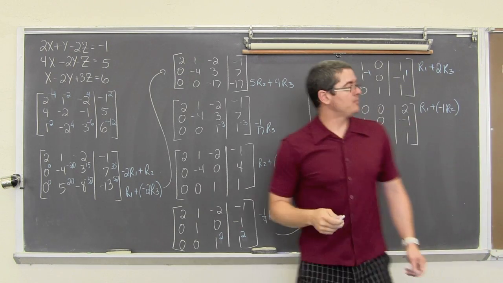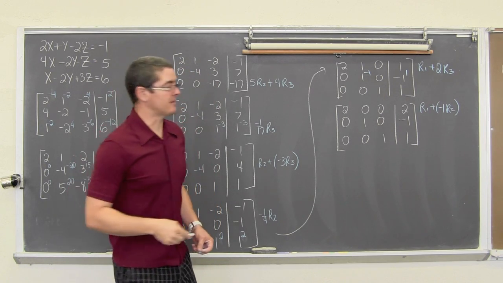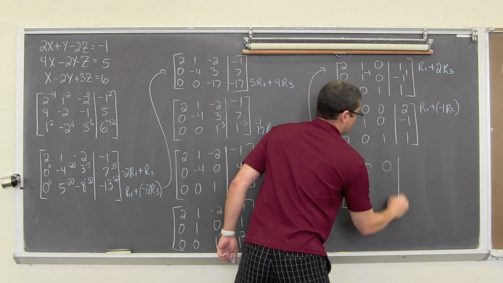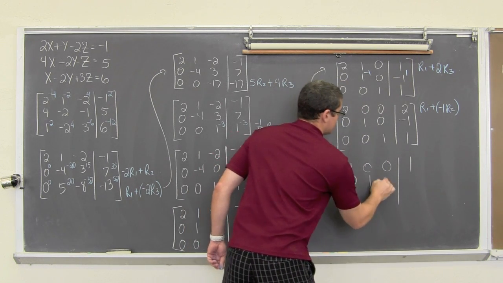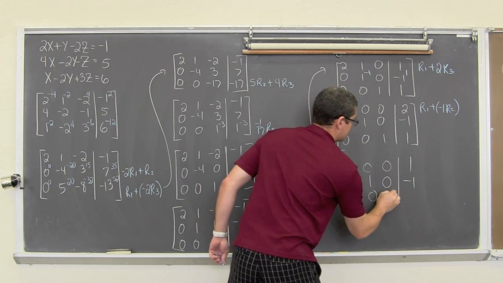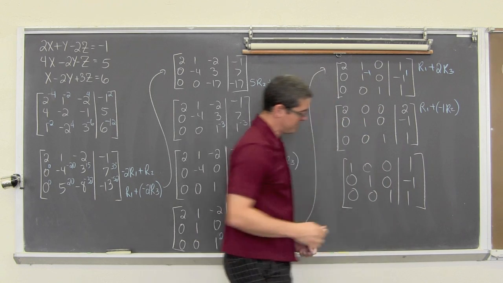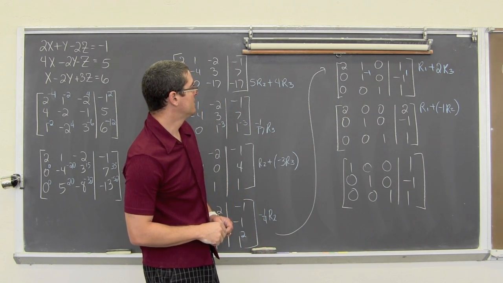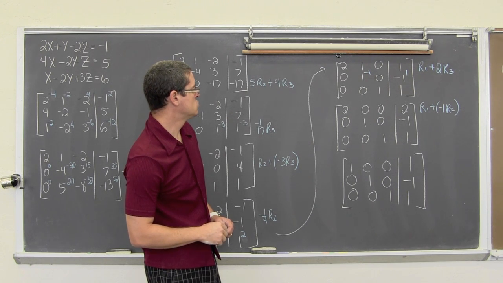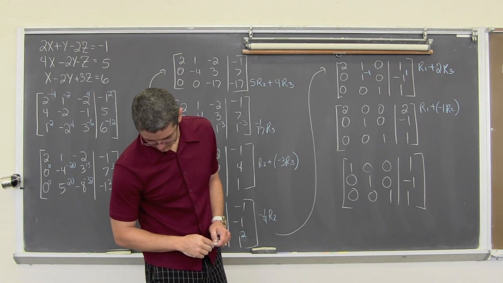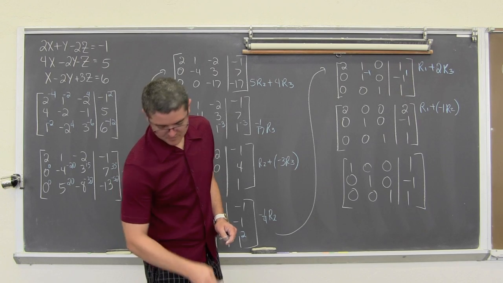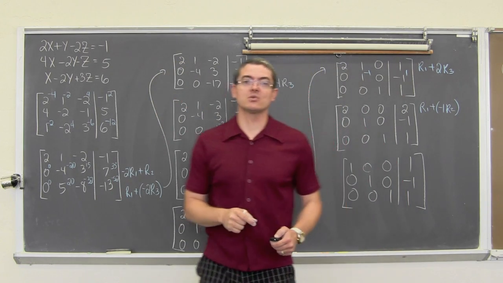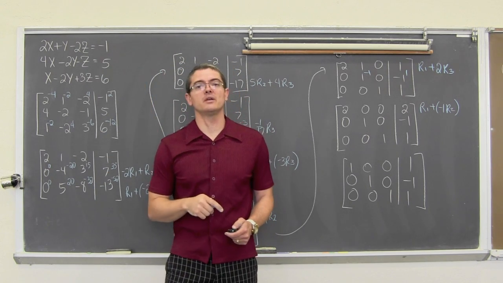Okay, last step, take the first row, divide it by 2, and we get 1, 0, 0, 1, 0, 1, 0, negative 1, and 0, 0, 1, 1. And let me just make sure that I have not made any mistakes. I feel like I have. Nope, I'm good. All right, so that is your first 3 by 3 matrix, or three variables and three unknowns.